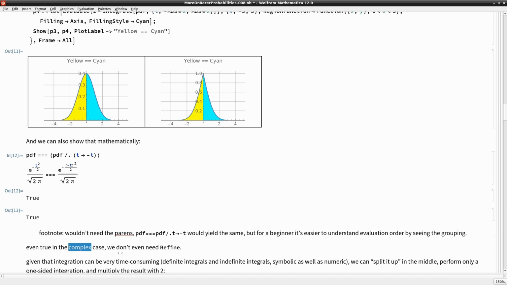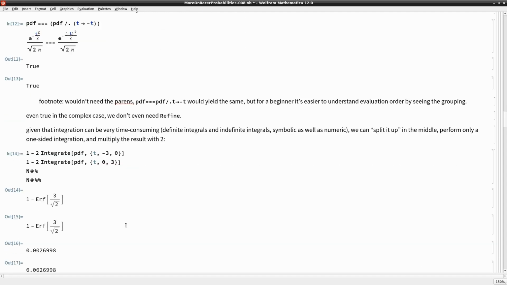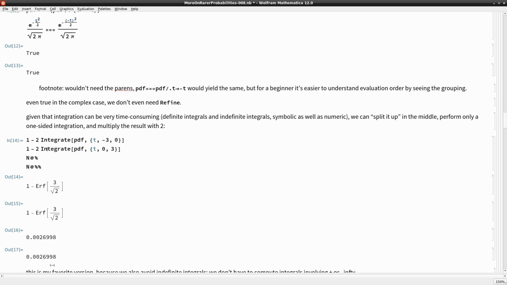Okay, so given that integration can be very time consuming, and this is true for definite integrals and indefinite integrals, both for symbolic as well as numeric, right? We have 4 cases here, 2 by 2 of these cases. We can now split this up in the middle and perform only a one-sided integration and then multiply the result by 2. So let's do that here. We are integrating in the first case only from -3 to 0 and multiplying by 2. In the second case, we're going from 0 to 3 and multiplying by 2. Same thing. You see we get the same result.